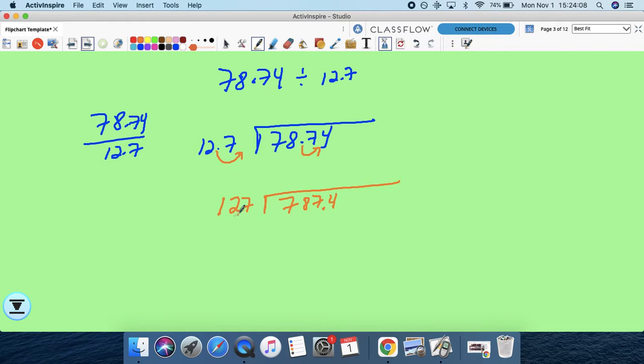So can 127 go into 7? No. Into 78? No. Into 787? Yes. But how many times? Well, calculator. 127 times 3 is 381. And then 127 times 4 is 508. Maybe one more time. 127 times 5 is 635.